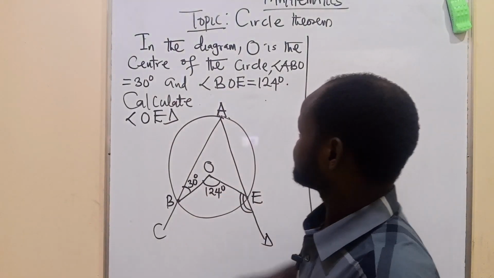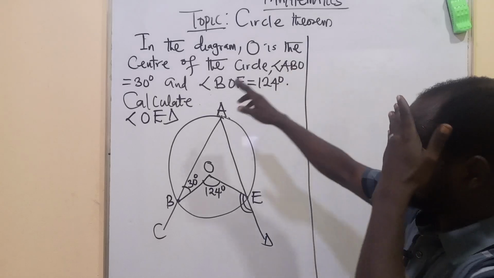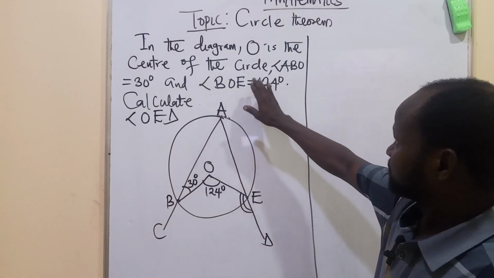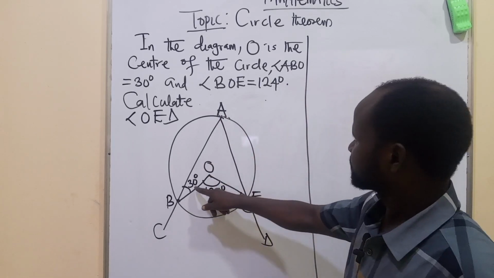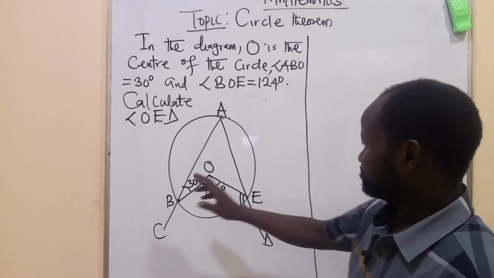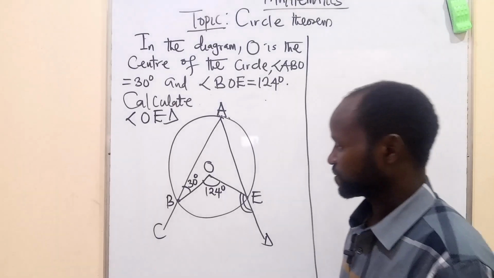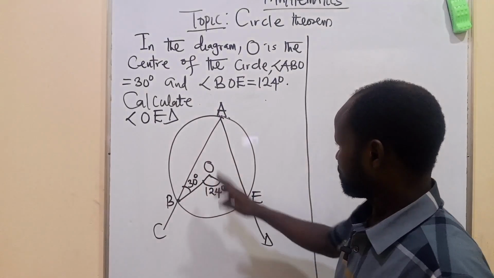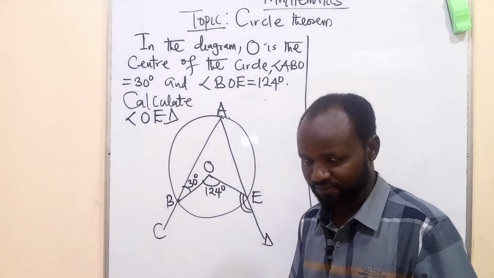The question reads: in the diagram, O is the center of the circle. Angle ABO is 30 degrees and angle BOE is 124 degrees. We are asked to calculate angle OED, the entire angle here, very important.